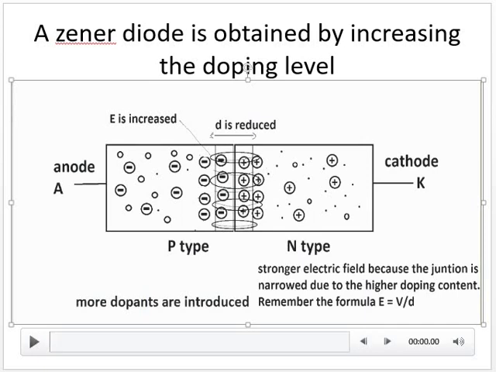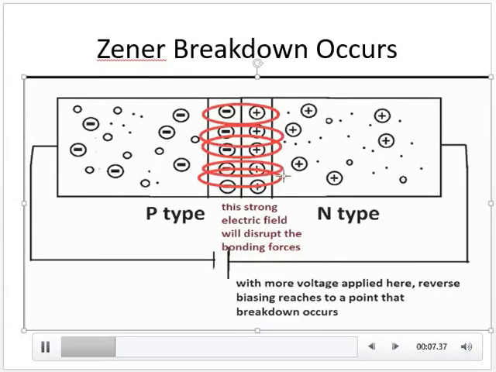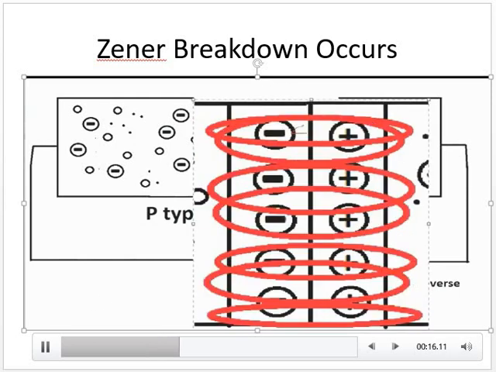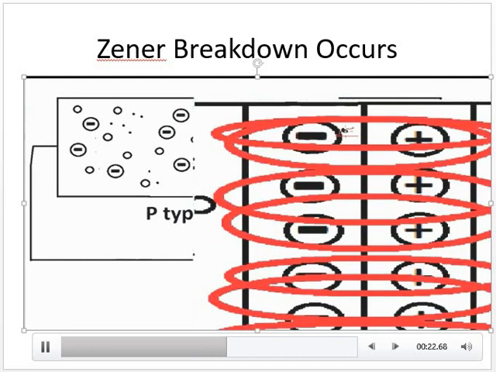Electric field is strong here. And what happens with this strong electric field? As we apply reverse bias, this electric field is becoming more powerful. Let's zoom into the depletion region. As this electric field is increasing and increasing, let's zoom in.